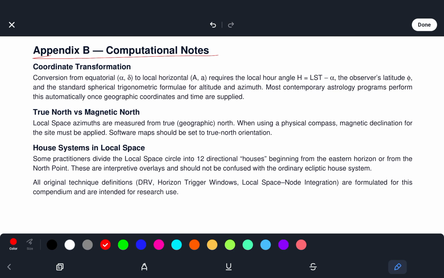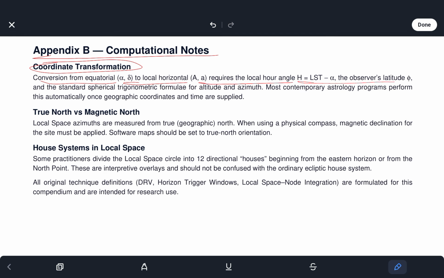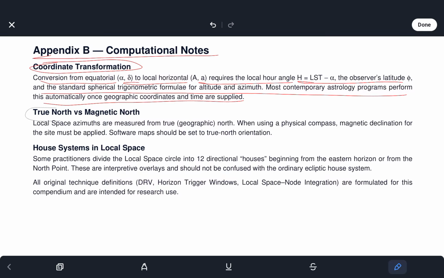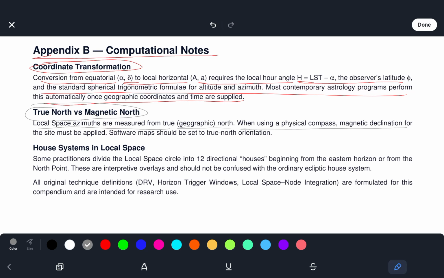Appendix B is computational notes. Coordinate transformation: conversion from equatorial to local horizontal requires a local hour angle, the observer's latitude, and standard spherical trigonometric formulae for altitude and azimuth. Most contemporary astrology programs perform this automatically once geographic coordinates and time are supplied. True north versus magnetic north: local space azimuths are measured from true geographic north. When using a physical compass, magnetic declination for the site must be applied. Software maps should be set to true north orientation.